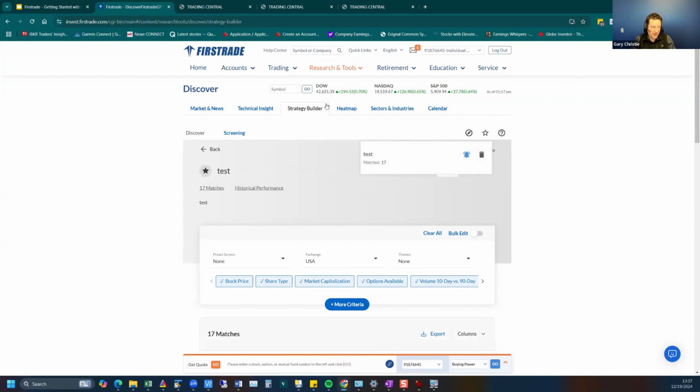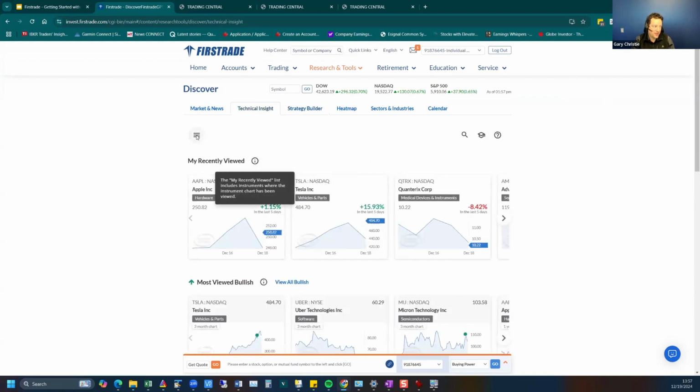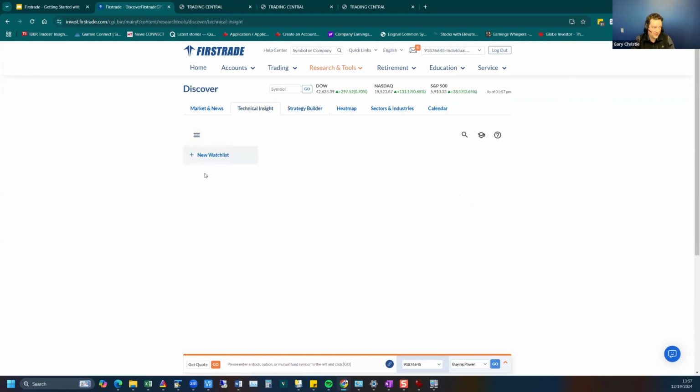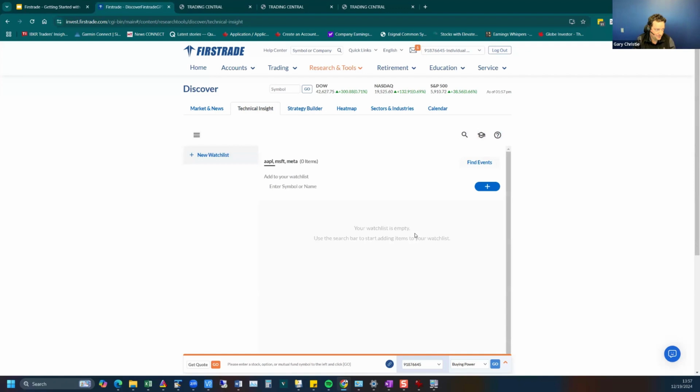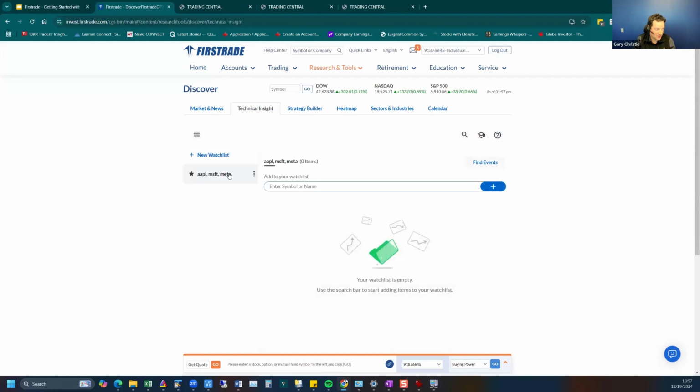What I like to do is take that spreadsheet. I won't do it today because of time. I have to go into Technical Insight, take the spreadsheet, go into watch lists, build a new watch list. I can paste the symbols right in, but all you do is you can put Apple, right? MSFT, I'll put Meta, just for examples, hit add. And now I have a watch list.